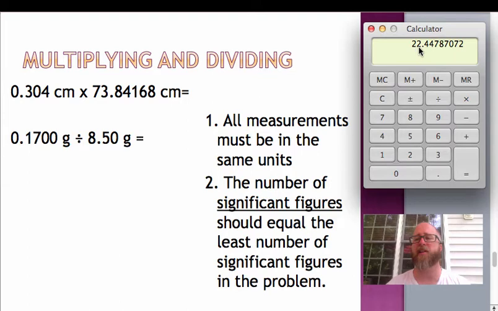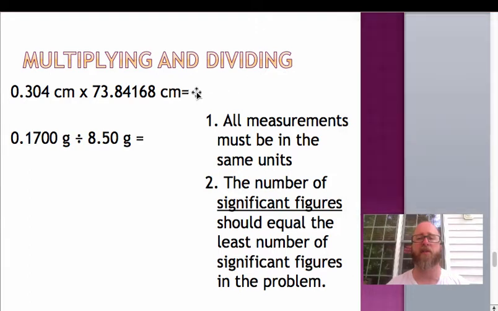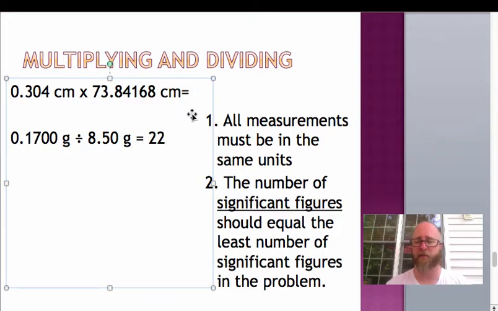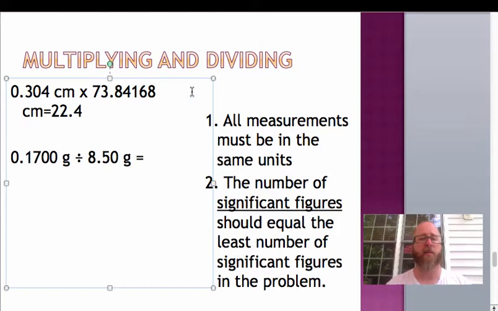Well, if we look up here at our answer in the computer, 22.44787072, that's a whole bunch of them. We only need 3, so we're just going to take the first 3. 22.4, the 4 after it means we don't have to worry about rounding, so it's just 22.4. And we are in centimeters, so there's our answer, 22.4 centimeters. Not so bad, right?